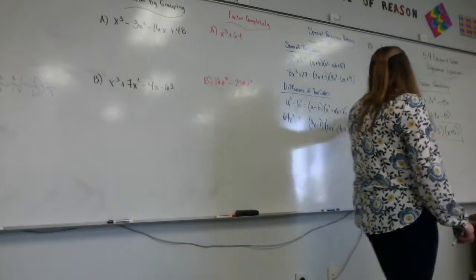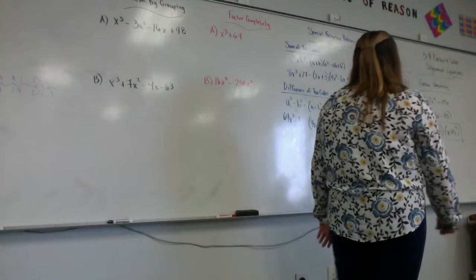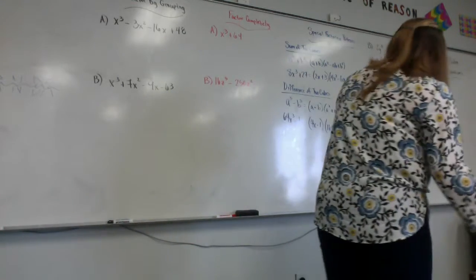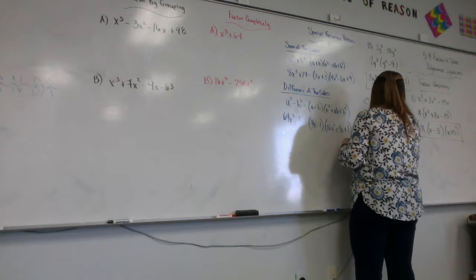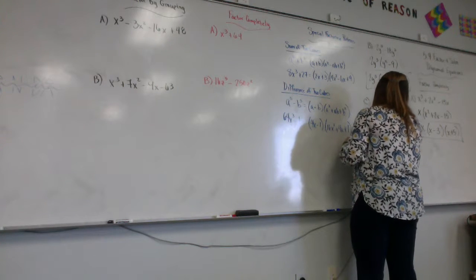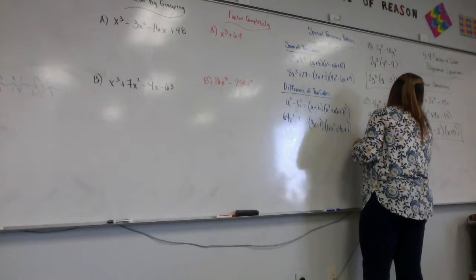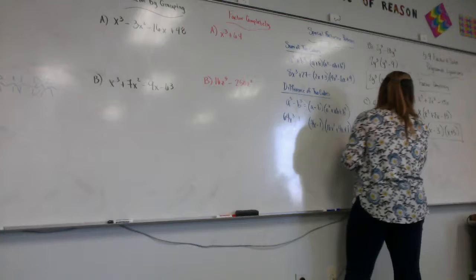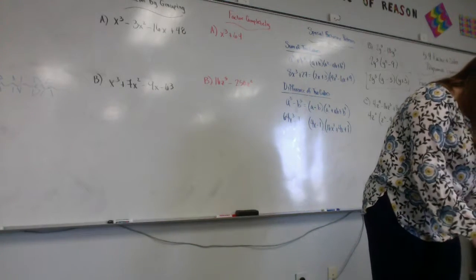Now, down here, 4z to the 4th minus 16z cubed plus 16z squared. What do I do? You take 4z squared. Which leaves me with z squared minus 4z plus 4, yeah? Is that factorable? Yes.